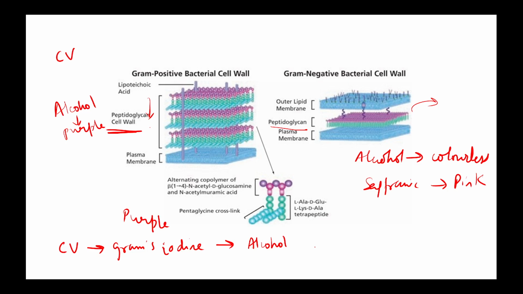Okay. And then after alcohol wash, we add safranin. Since these cells did not lose the crystal violet, they will keep appearing purple. But since these cells have lost the crystal violet, they will be colorless. And then if you stain anything colorless with another color, they will take up that color, right? So they will take up the pink color. And these cells are already stained, so they won't get stained by safranin.